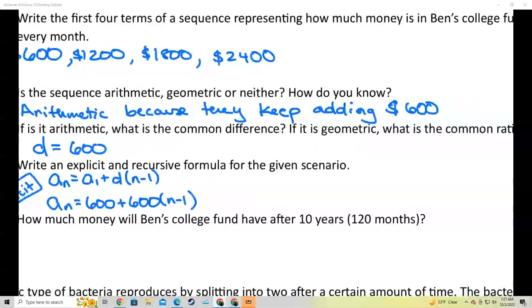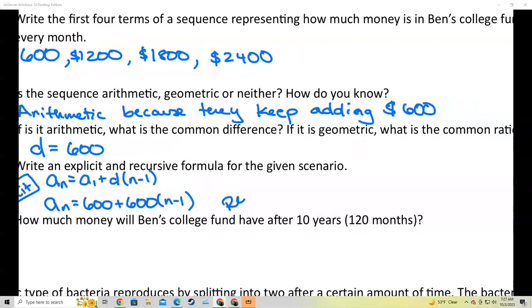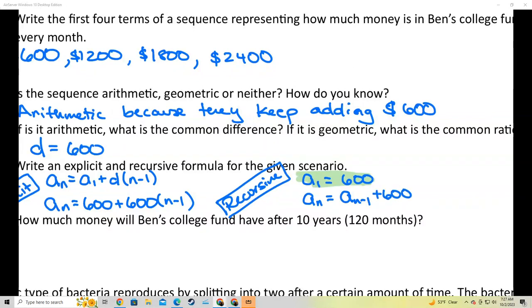All right, as far as the recursive formula, remember that the recursive formula has 2 parts to it. The first part is telling me where I started. Well, I started at 600. The second part is telling me, to get your nth term, what you did to the previous term. So I took my previous term and I added 600. That is my recursive formula.